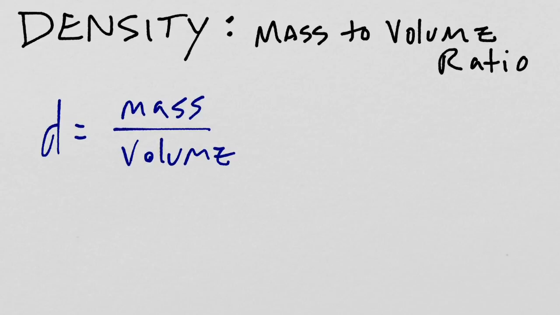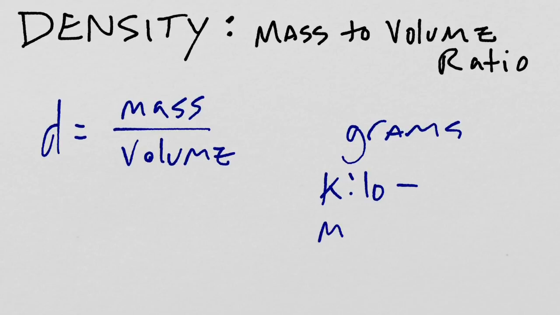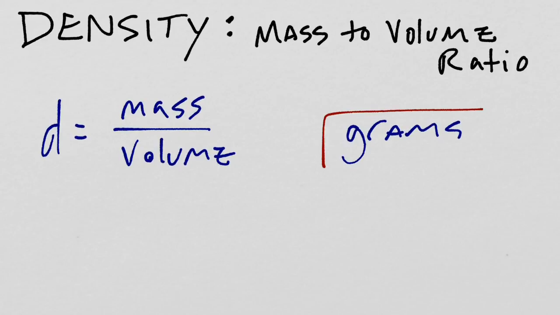So what kind of things are masses? Well, we're used to seeing units of grams, or kilograms, or even milligrams. But these are units of mass. And whenever we're talking about density, we're going to use the unit of grams when we're using our density formula.